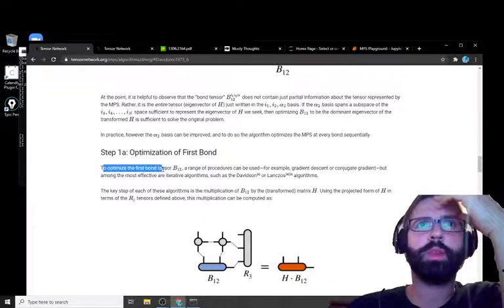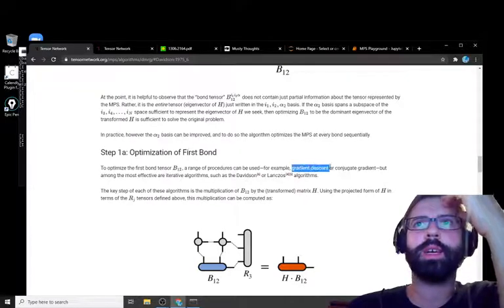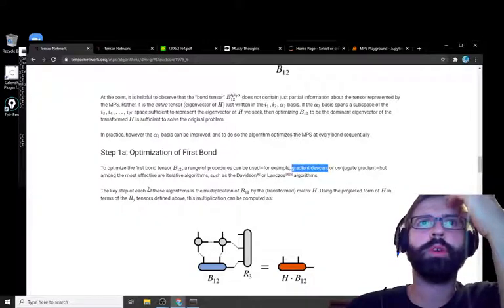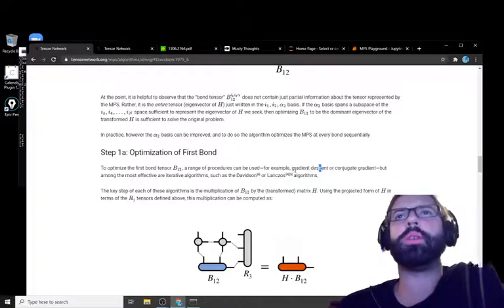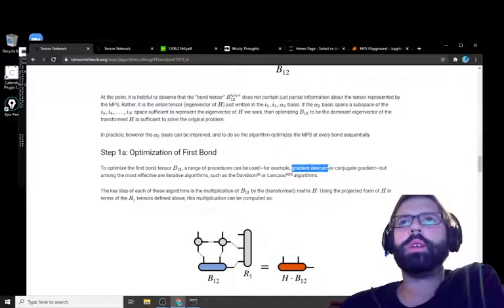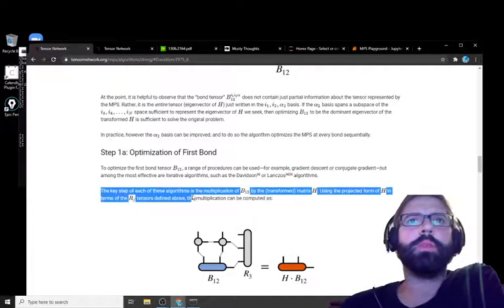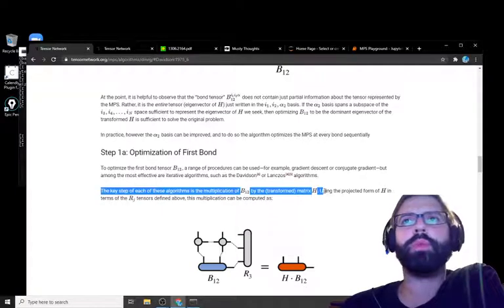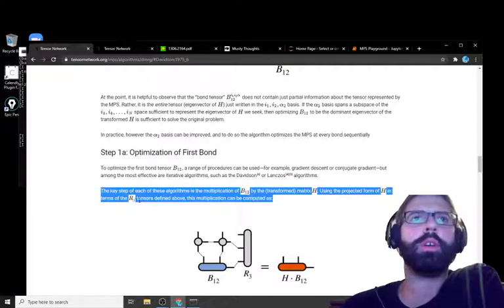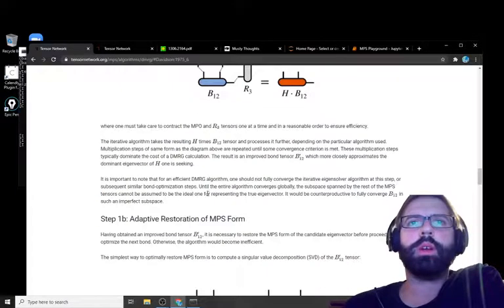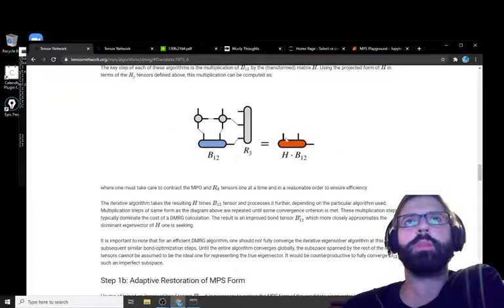To optimize the first bond tensor, a range of procedures can be used. For example, gradient descent or conjugate gradient. But among the most effective are iterative algorithms, such as Davidson and Lanczos algorithms. So okay, we'll just stick with gradient descent. The key step of each of these algorithms is the multiplication of B12 by the matrix H, using the projected form of H in terms of R tensors defined above. I'm getting lost even with the diagrams, I think.